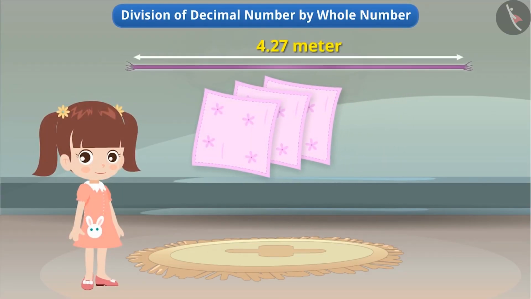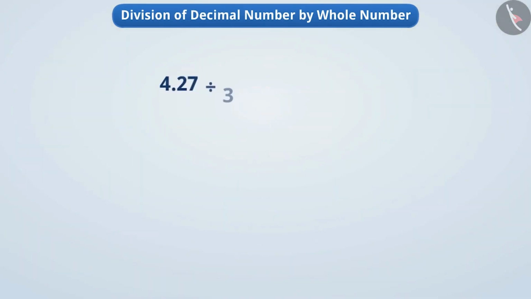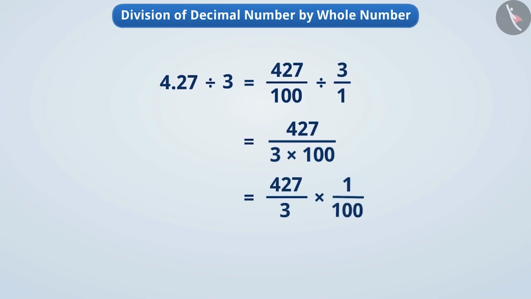Now suppose she had used 4.27 meter lace for all 3 handkerchiefs. Then how much lace would she need for each handkerchief? Let's find out. For this, we will divide 4.27 by 3. 4.27 divided by 3 is equal to 427 by 100 divided by 3 by 1, which is equal to 427 by 3 into 100, which is equal to 427 by 3 into 1 by 100.